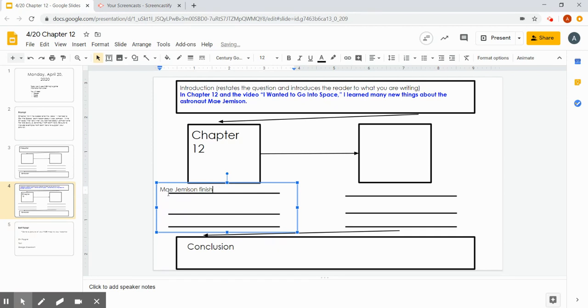finished high school at the age of 16. I think that's a pretty big accomplishment. So that's the first example I'm going to put on my flea map.